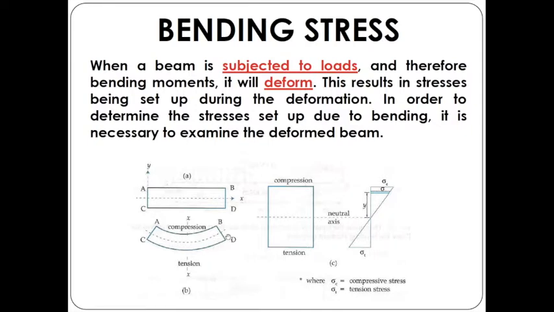Okay, so if we have this case, therefore we will have two different zones. The top part will be subjected to compression and the bottom part will be subjected to tension, right? So this is the undeformed beam and this is the beam after the deformation, right? So this is the normal or typical behavior of a beam under loadings.